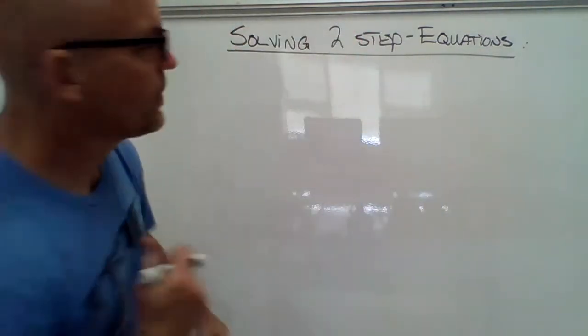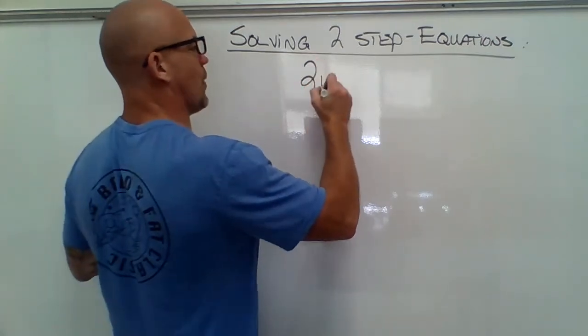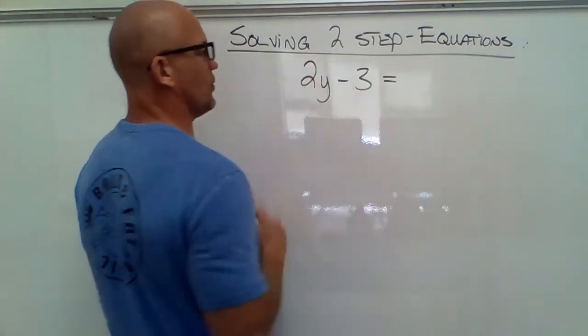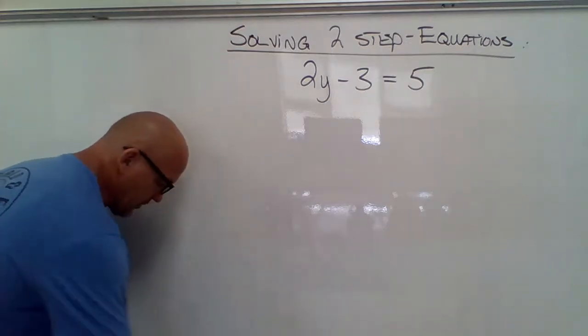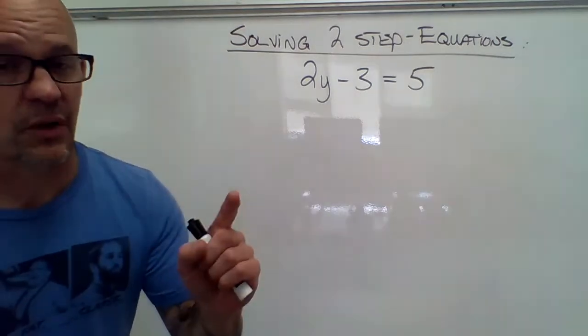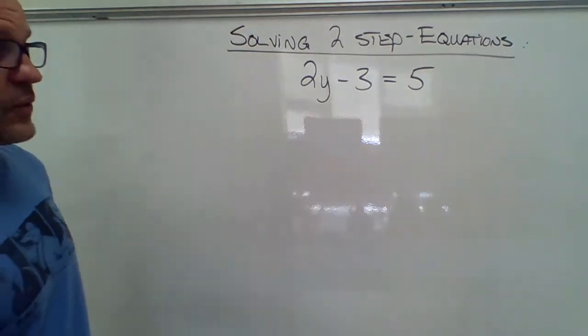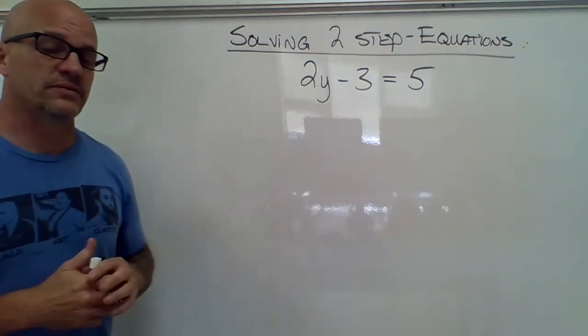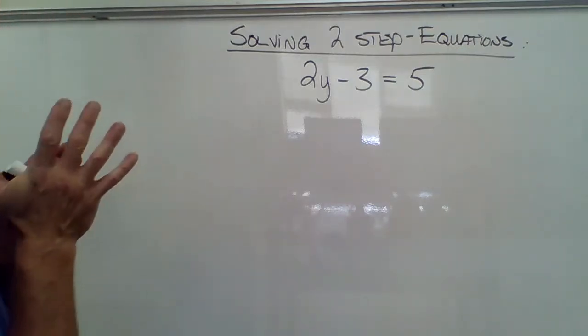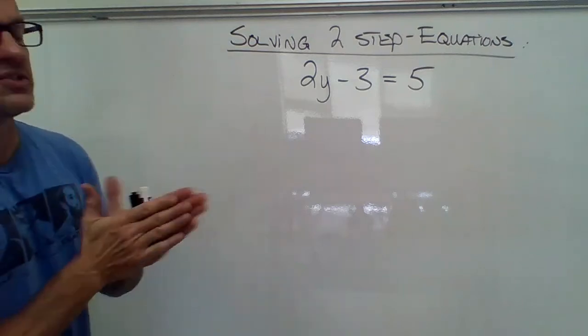I'll start simple. We have something like 2y minus 3 equals 5. Let's do that. Now, again, remember our rules, we're going to show all our steps. We're going to vertically align our parentheses. We're going to do our three-step check, and we'll make sure we put our answer inside a set notation, set of brackets.